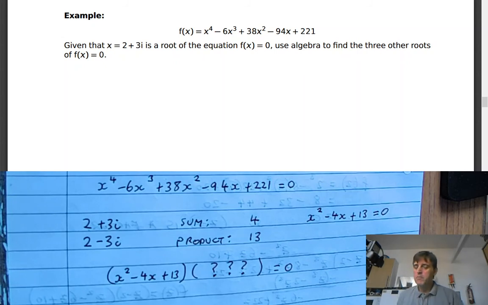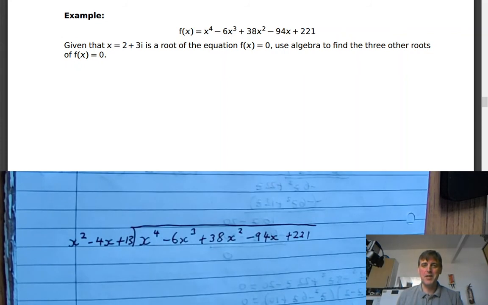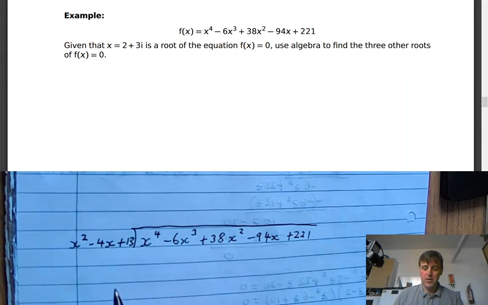Well, I'm going to do a bit of long division here. So let's see if we can sort out our long division. Now, you may not have done one with a quadratic divisor, but it works in pretty much the same way. So I will go through it. I'll do it quite quickly, but we'll go through this.